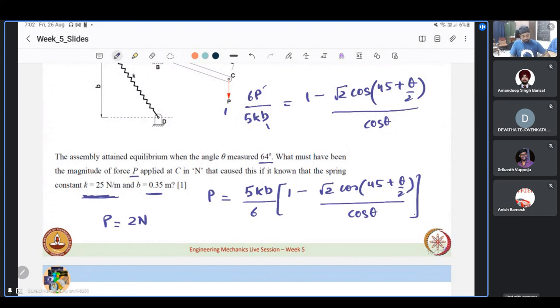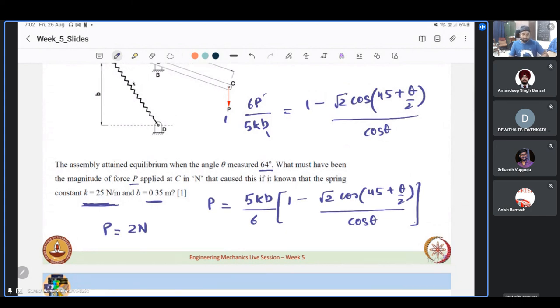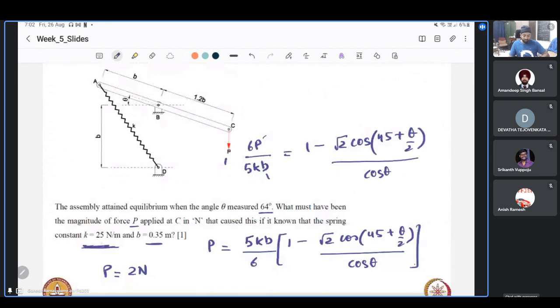So what this tells us is if we take this setup and we select a spring which has a spring stiffness of 25 Newton per meter and let this member length be 0.35 meter and we arrange it in this fashion and then we apply a force of 2 Newton at C, then the system will come to equilibrium.